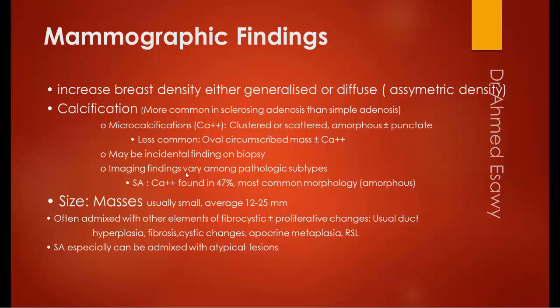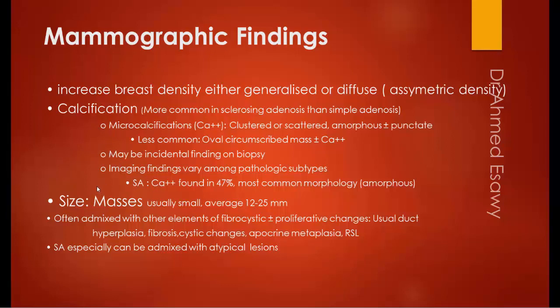Imaging finding of calcification varies among pathological subtypes. In sclerosing adenosis, calcification is found in 47%. The most common morphology is amorphous calcification in sclerosing adenosis.